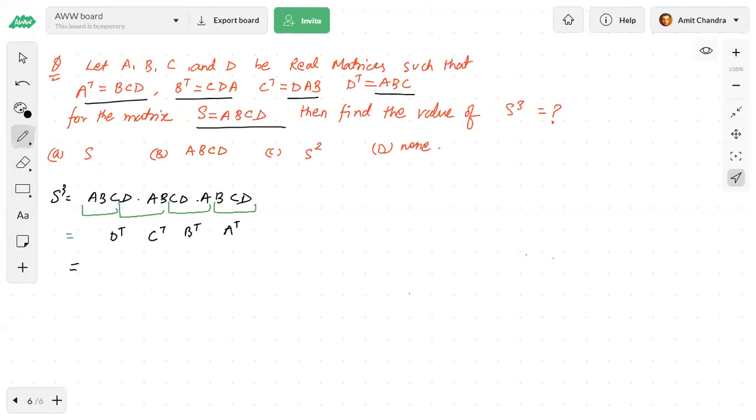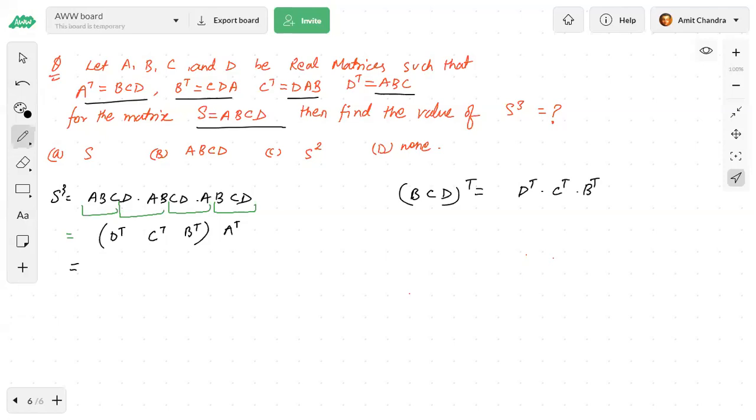Now what is this whole thing? I can take this in common. This BCD is A transpose. See, if I write BCD transpose, then this will become D transpose, C transpose, B transpose, right? So this will become something like this, and we can use this part.